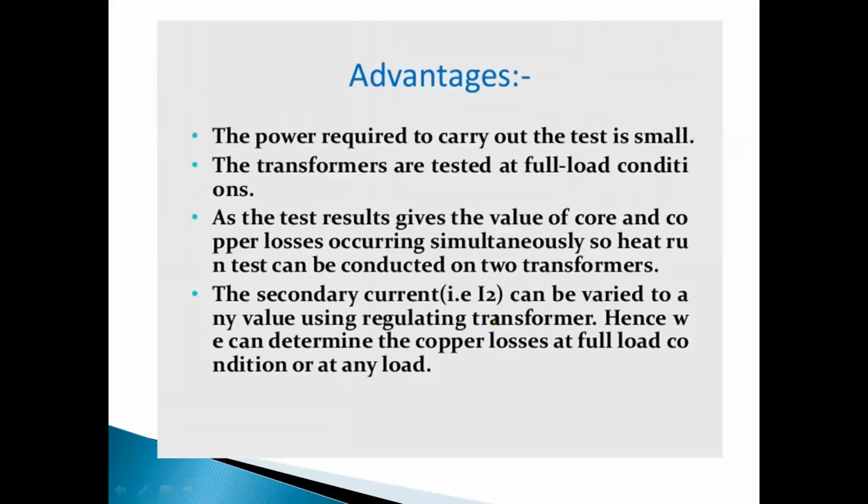Advantages: only one supply is required to carry out the test. Transformers are tested at full load condition. The test gives the values of core and copper losses occurring simultaneously, so the heat run test can be conducted on the transformers. The secondary current can be varied using a regulating transformer, hence we can determine the copper losses at full load or at any load.